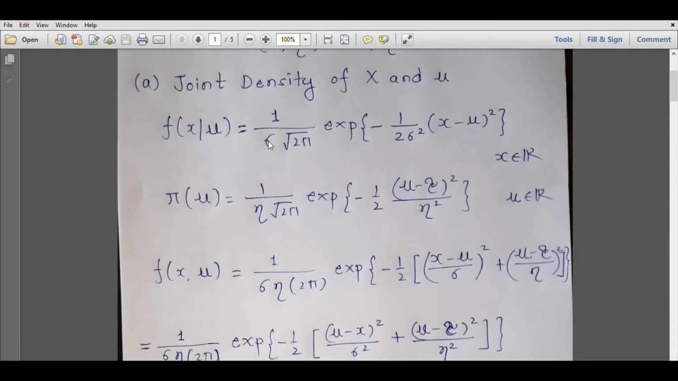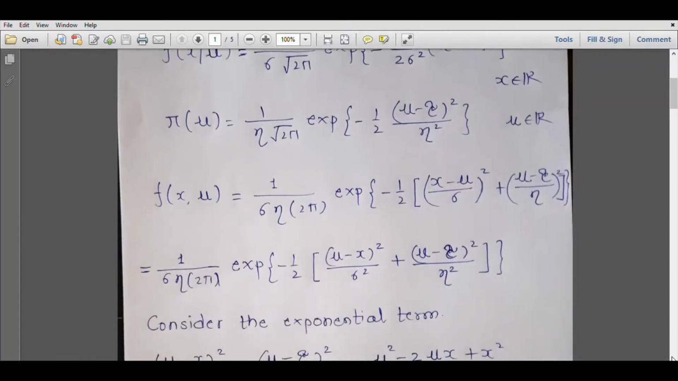So 1 by sigma into eta root 2 pi into root 2 pi will be simply 2 pi, and the exponential terms will be added like this. So it will be e raised to minus half x minus mu upon sigma whole square plus mu minus tau upon eta whole square. So now let us try to simplify this exponential term. Here only one change I have done, that is, instead of writing this as x minus mu by sigma whole square, I have written it as mu minus x whole square by sigma square.